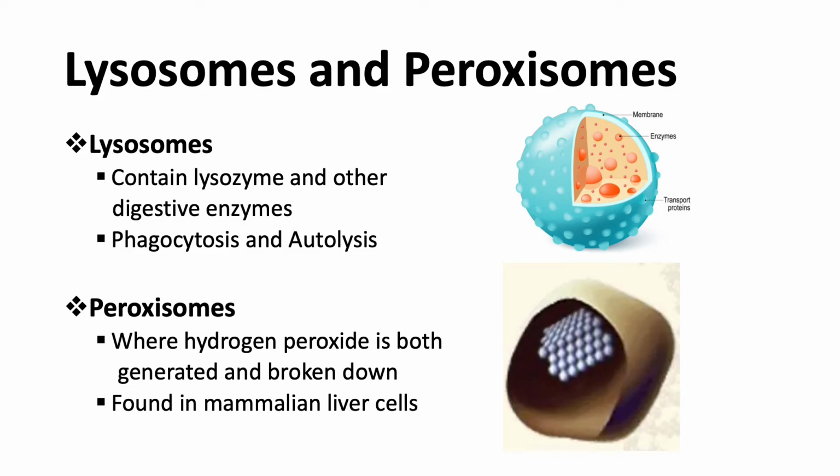Peroxisomes naman are membrane-bound vesicles in which hydrogen peroxide is both generated and broken down. Peroxisomes are found in mammalian liver cells.